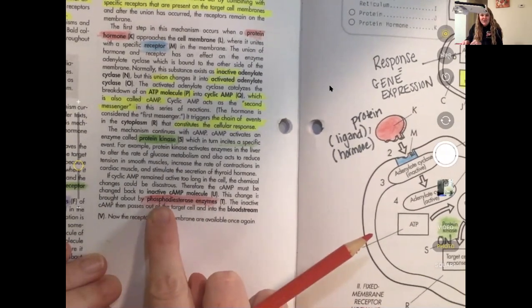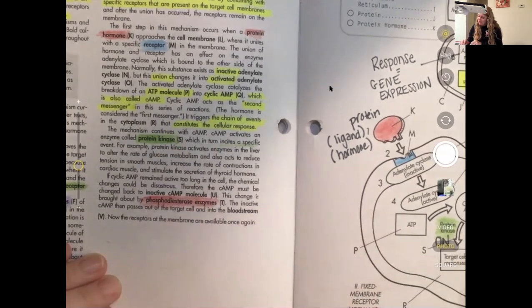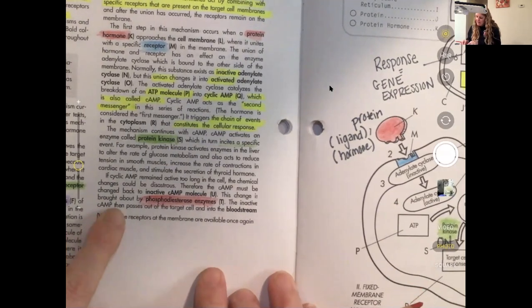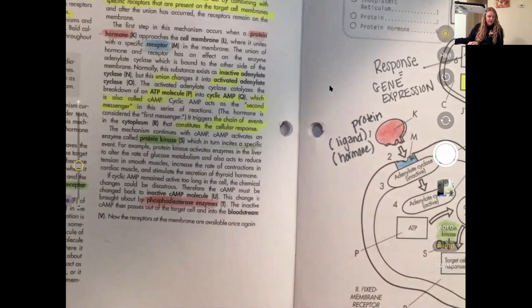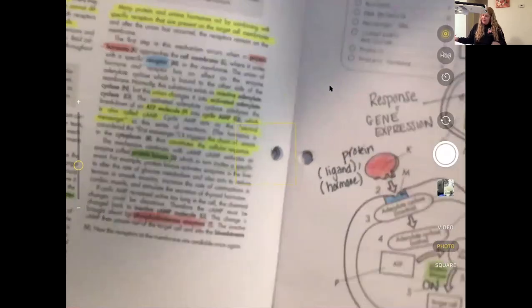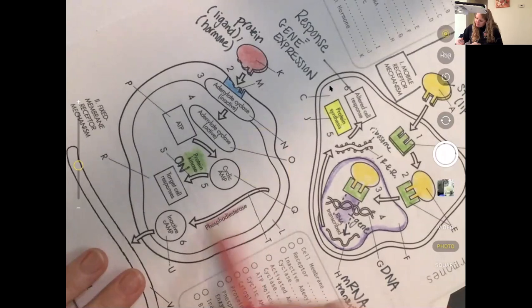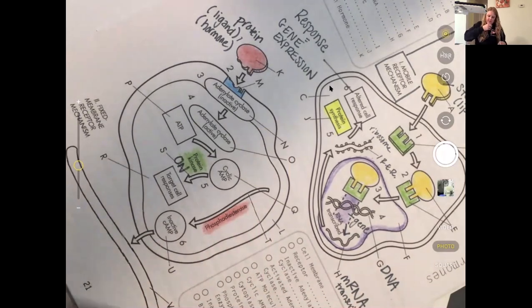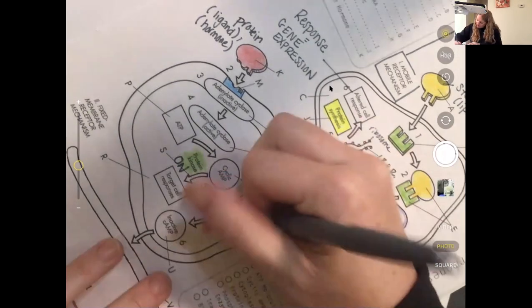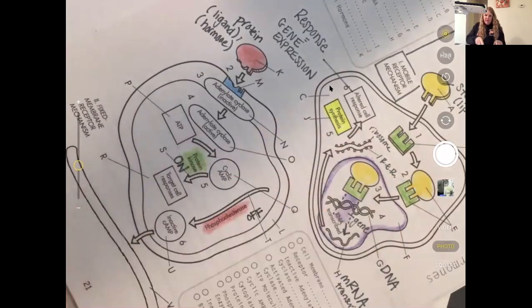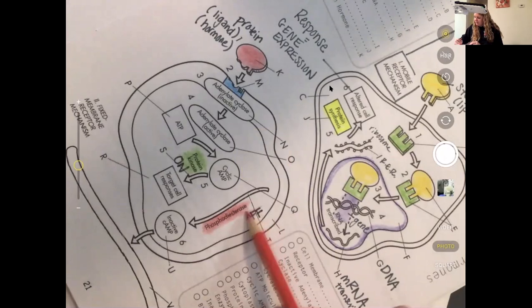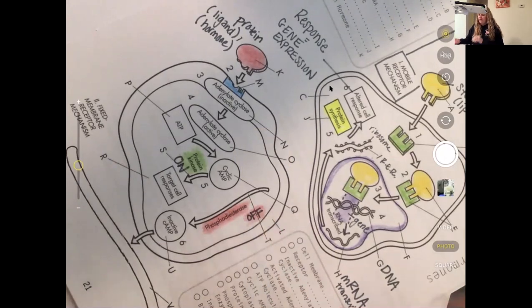You can pause the video or replay that back, practice that. Ready? Phosphodiesterase. That one's fun, right? And again, both of these end in ACE, so we know they're enzymes. This inactive cAMP then passes out of the target cell and into the bloodstream. Now the receptors at the membrane are available once again. And so where we have our phosphodiesterase is over on the side here. We'll color code this red. And we can deactivate cAMP and we can turn it off, so that we're not stimulating this response over and over and over again.